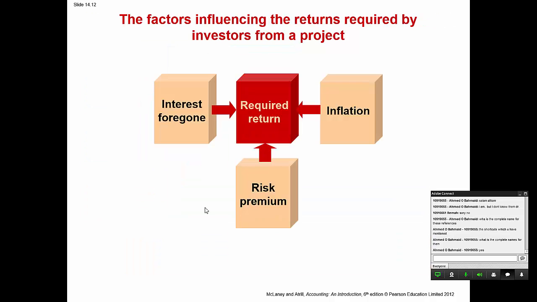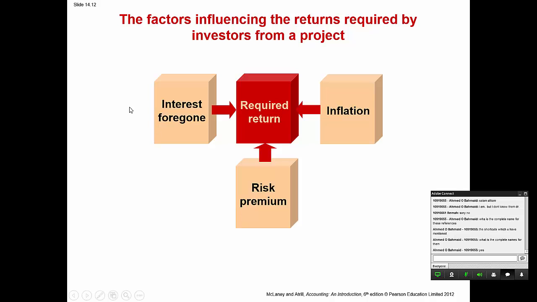These are the 3 factors that affect the return required by any organization. The first one is the interest that the company pays to the lenders, or to the banks. For example, if they get a loan from a bank, then the return required by the company must consider the interest as one factor affecting their required return.